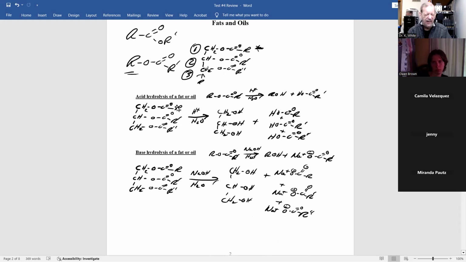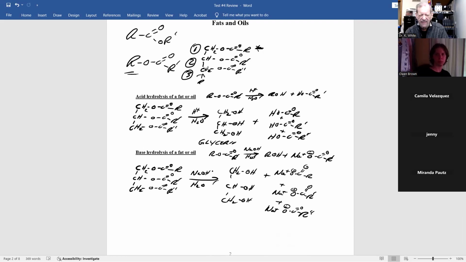So if we have acid hydrolysis of fat or oil, you have the three esters, acid and water. If I write my ester this way, you still get the alcohol plus the carboxylic acid you would have used to make that ester. In this case, first ester, this alcohol plus this carboxylic acid, second ester, this alcohol, this carboxylic acid, third ester, this alcohol, and this molecule with the three hydroxyl groups is called glycerin, which I'll never ask.